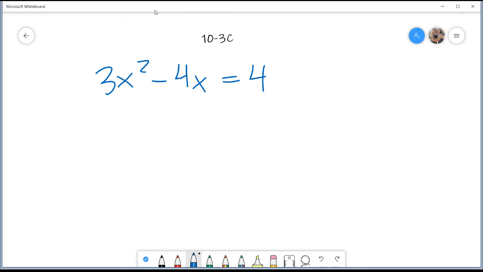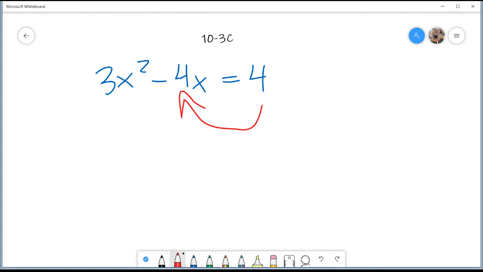Today we're going to be working on something that's not exactly new. We're just combining what we've done already with factoring and the zero product property to solve a quadratic equation. We're going to start by moving the 4 over to this side of the equation.